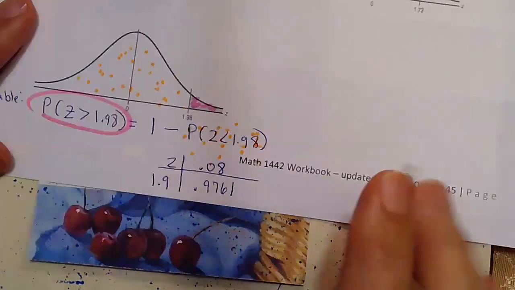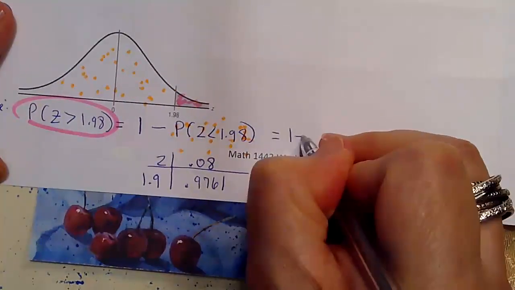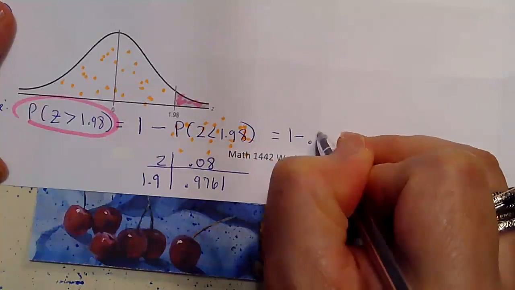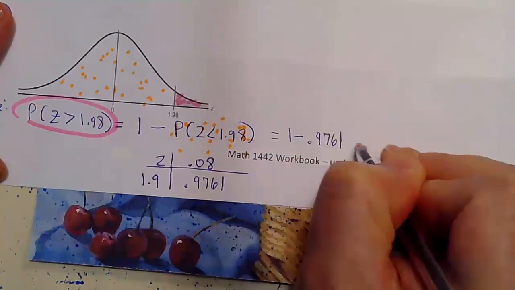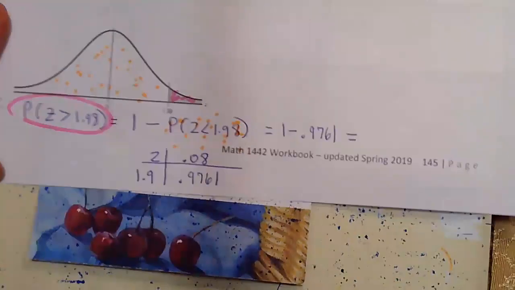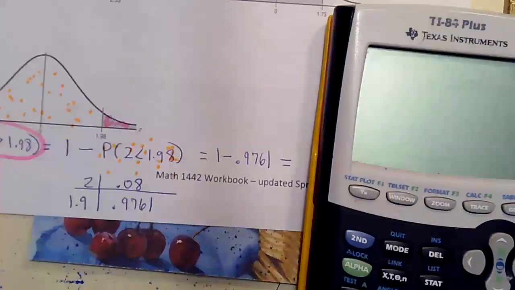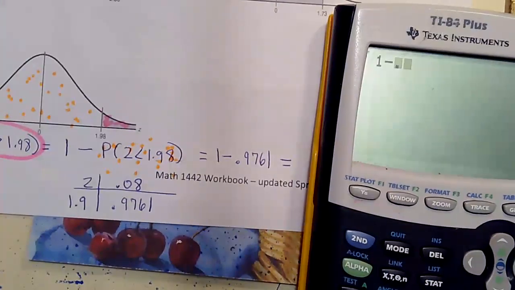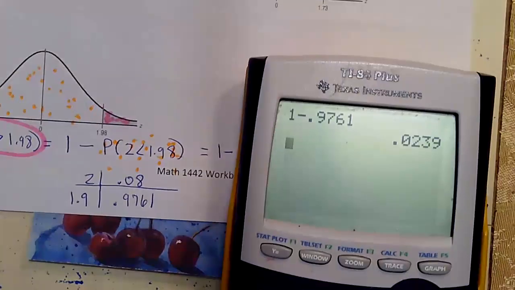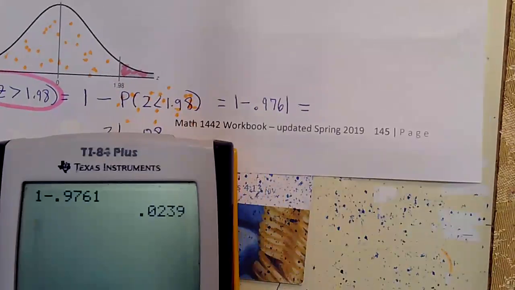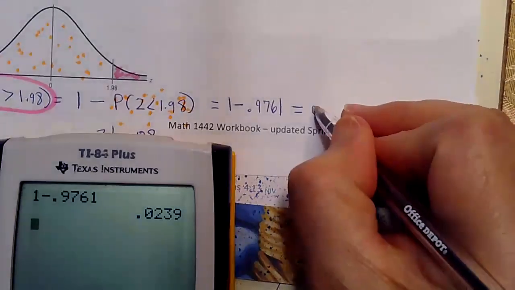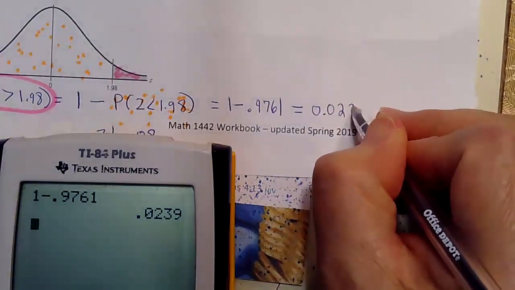Okay, so then this is going to be 1 minus 0.9761. 1 take away 0.9761 is 0.0239.